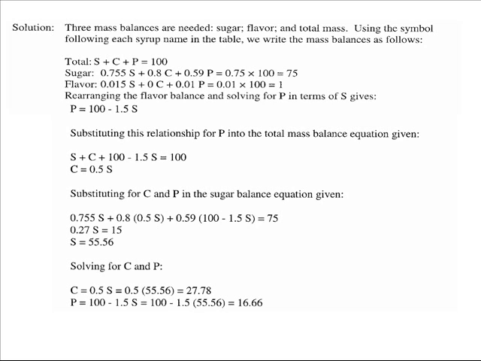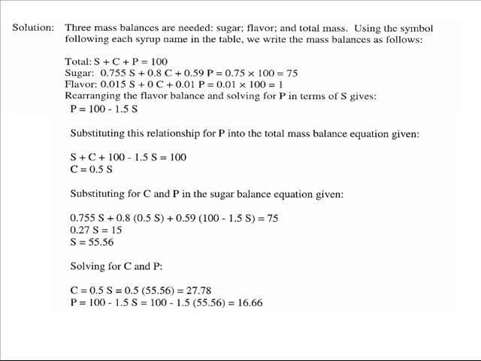The flavor balance, by the same token, comes out to be 0.015 S kilograms of sorghum syrup, plus 0 percent for the corn syrup, plus 0.01 times the kilograms of the semi-syrup, which is equal to 0.01 times 100, the percentage in the desired blend times the amount of the desired blend, which turns out to be equal to 1.